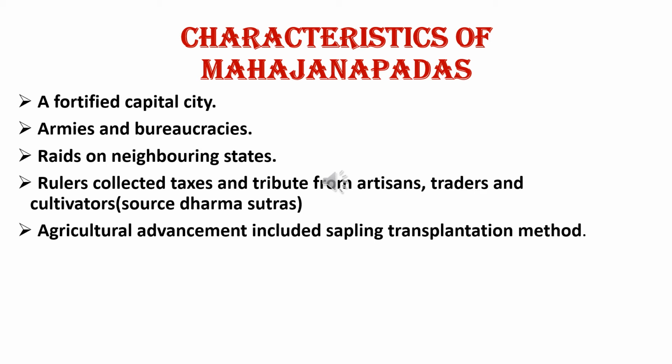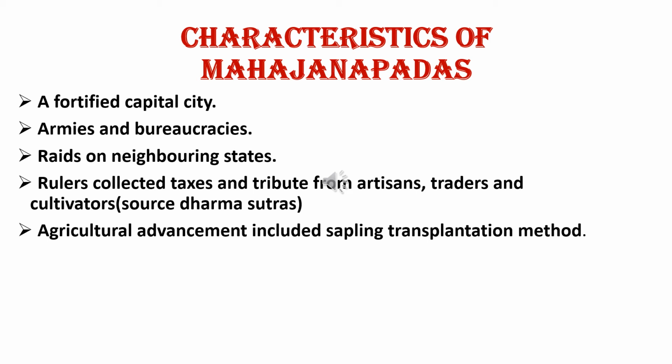There were agricultural advancements too, which included the sapling transplantation method. Now, what is the sapling transplantation method? In this method, first a seed is sown at a particular place, and when that seed turns into a sapling, then that is taken from the soil and planted somewhere else. So here the transplantation is happening. That's why it is known as the sapling transplantation method. It was one such method which was used to increase the production in cultivation.